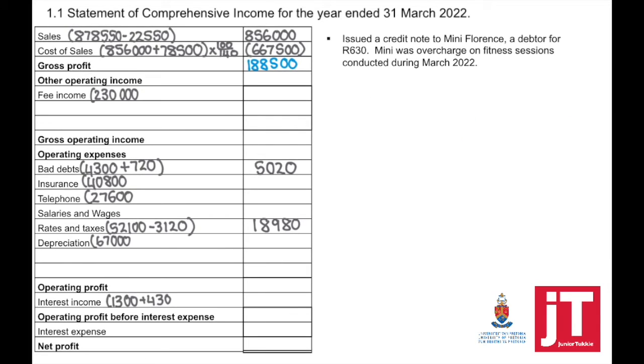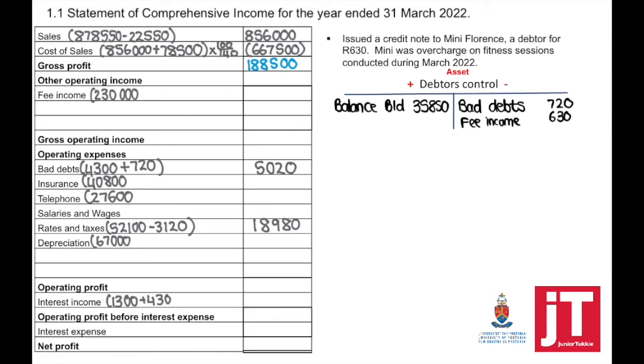Issued a credit note to Minnie Florence, a debtor, for 650. Debtors control was credited, account debited, fee income, which means minus 650.